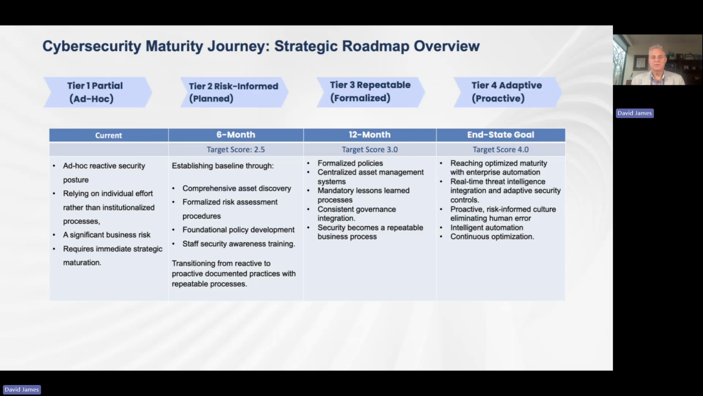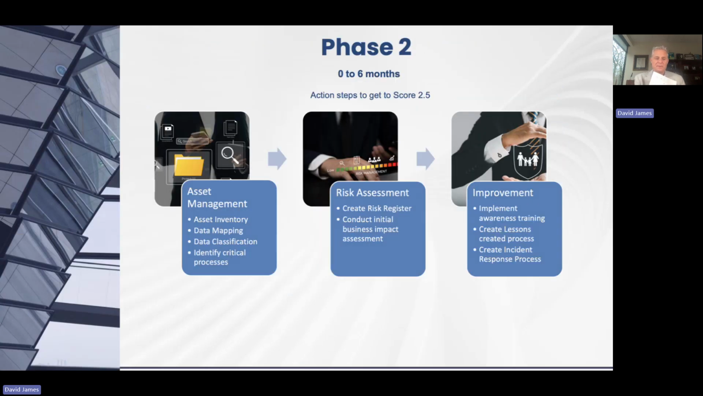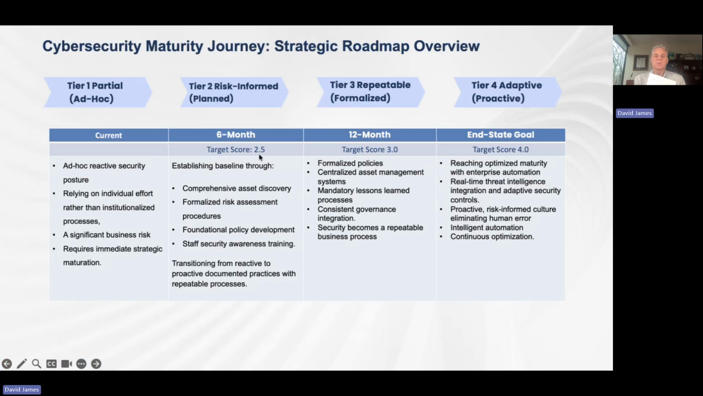Our goal is to get to tier 2, which is a risk-informed plan stage, which, go back a slide here, is a score of 2.5. At the 12-month mark, our plan is to be at tier 3, which is a formalized stage, a score of 3. And then finally, when we hit our end state, we'll be at tier 4, which is an adaptive proactive stage. I'm not going to go through all the bullets on the slide at this point because we're going to cover them in the next slides.